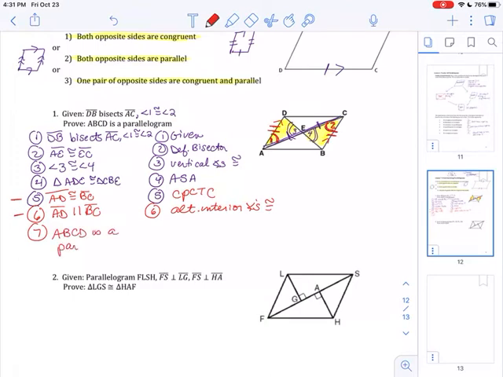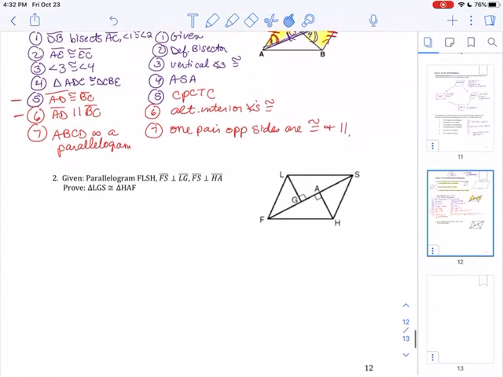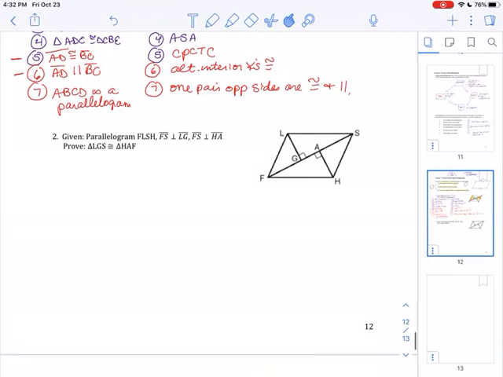Since I have one pair of opposite sides that are both congruent in step 5 and parallel in step 6, that makes ABCD a parallelogram. And why? One pair of opposite sides are congruent and parallel. One pair of opposite sides, meaning the AD and the BC, are congruent and parallel. Perfect.